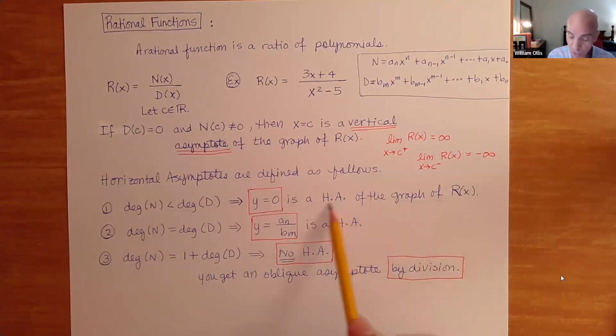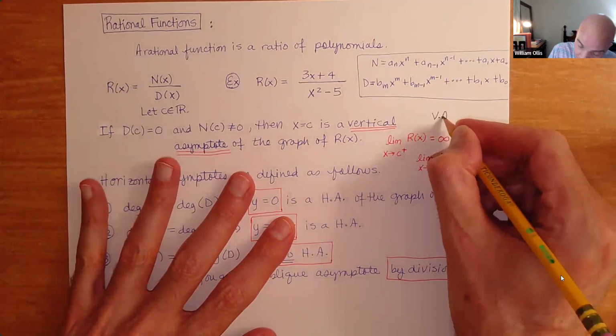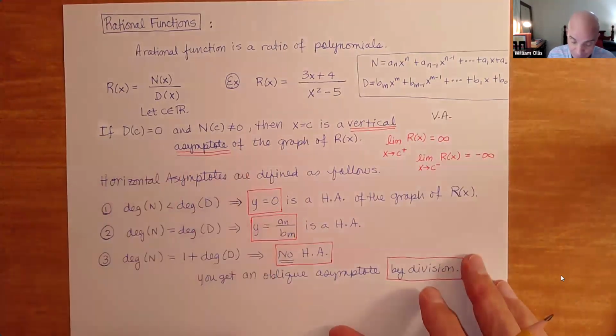So again, since we don't want to have to always write horizontal asymptote out, we'll just write h.a., just to save a little time. Just for vertical asymptote, we can just write v.a. So a lot of times we'll do something like this for vertical asymptote.